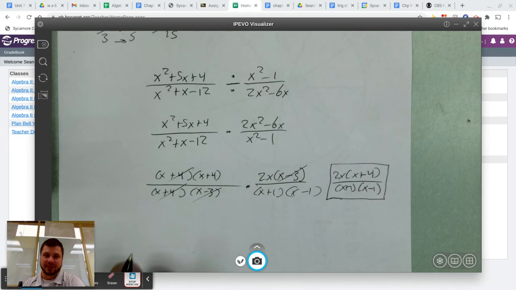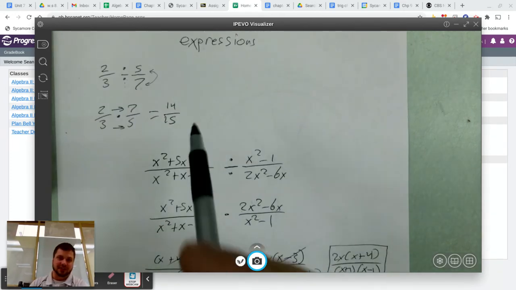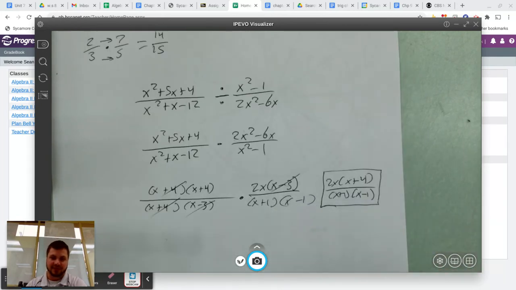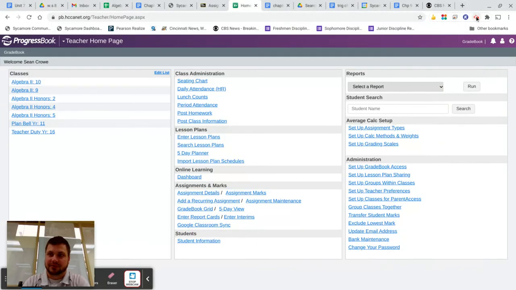Okay? I think that's really all you need, as long as you learned what you needed to yesterday. So let's remember, keep, change, flip, or multiply by the reciprocal. Never do a division problem. Then factor and cancel, just like we learned yesterday. All right? Pretty easy, pretty straightforward.